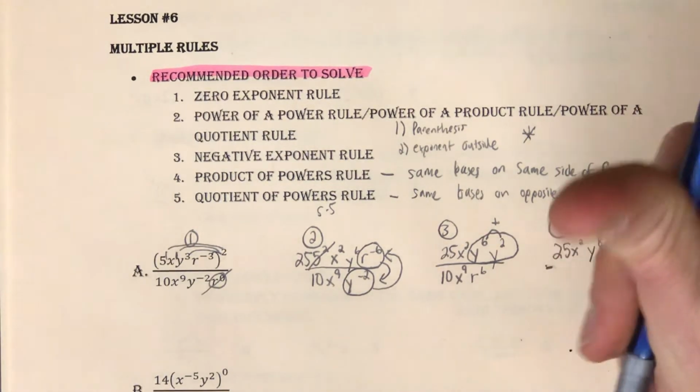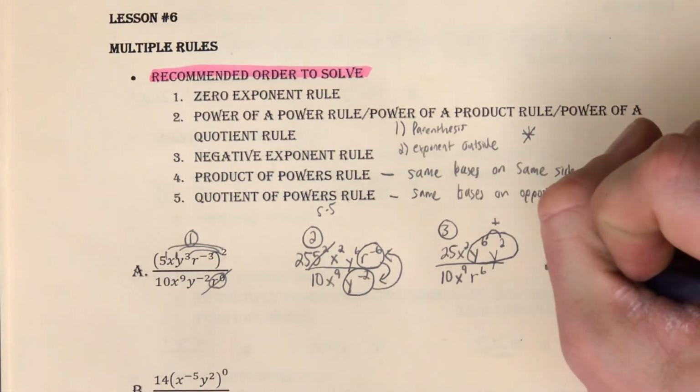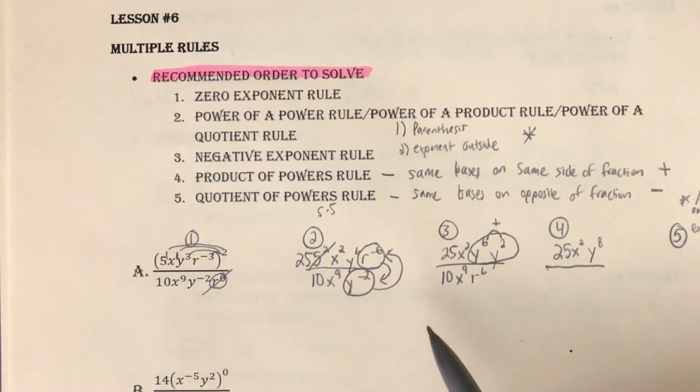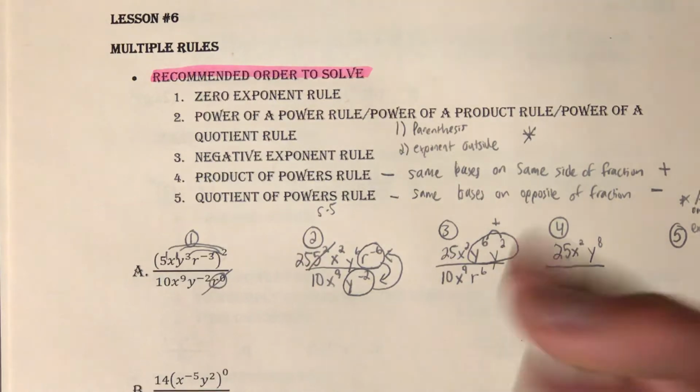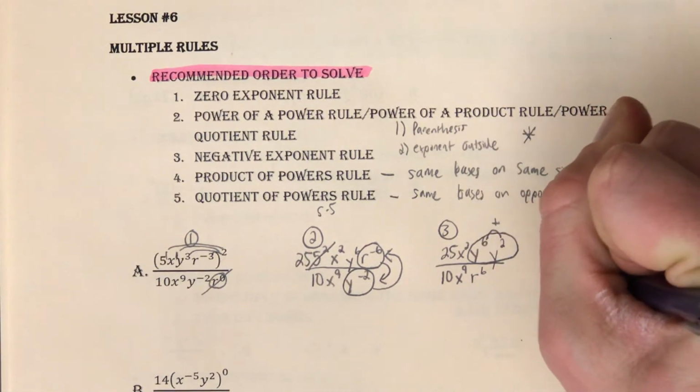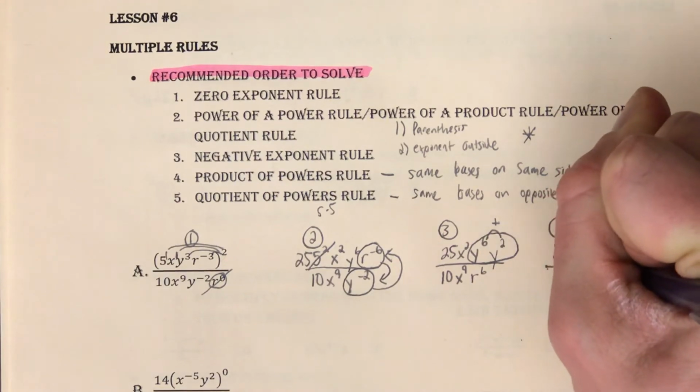Now I'm going to look at the bottom. So when I look at the bottom here, I have no like bases, so it's going to stay exactly as it is. So it's going to stay as 10 x to the 9th r to the 6th.